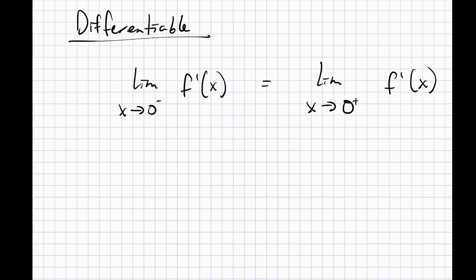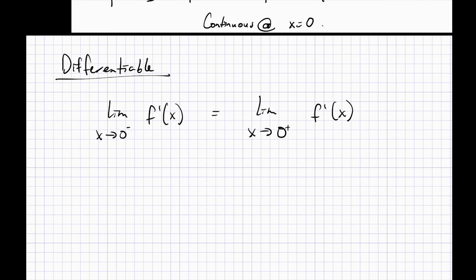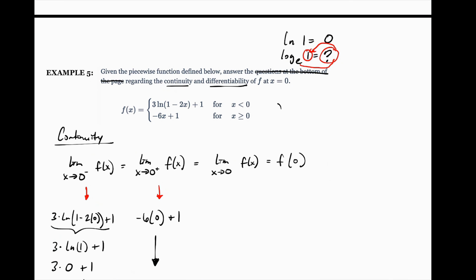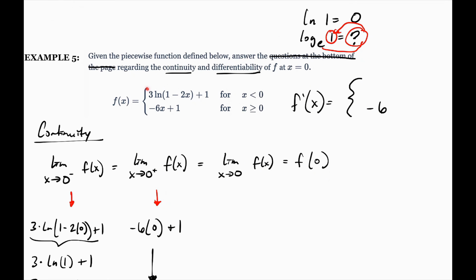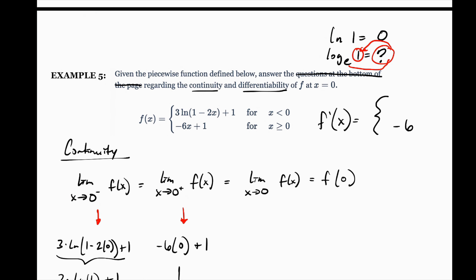Last thing, differentiable. I got to find the derivatives first. So let me go find the derivative of these two guys. Okay, so the derivative of the bottom is easy. It's just negative 6. The derivative of the top, the derivative of this guy here. Let me do that up here because it's going to leave a little bit more room. So we have (2x plus 1). Okay.